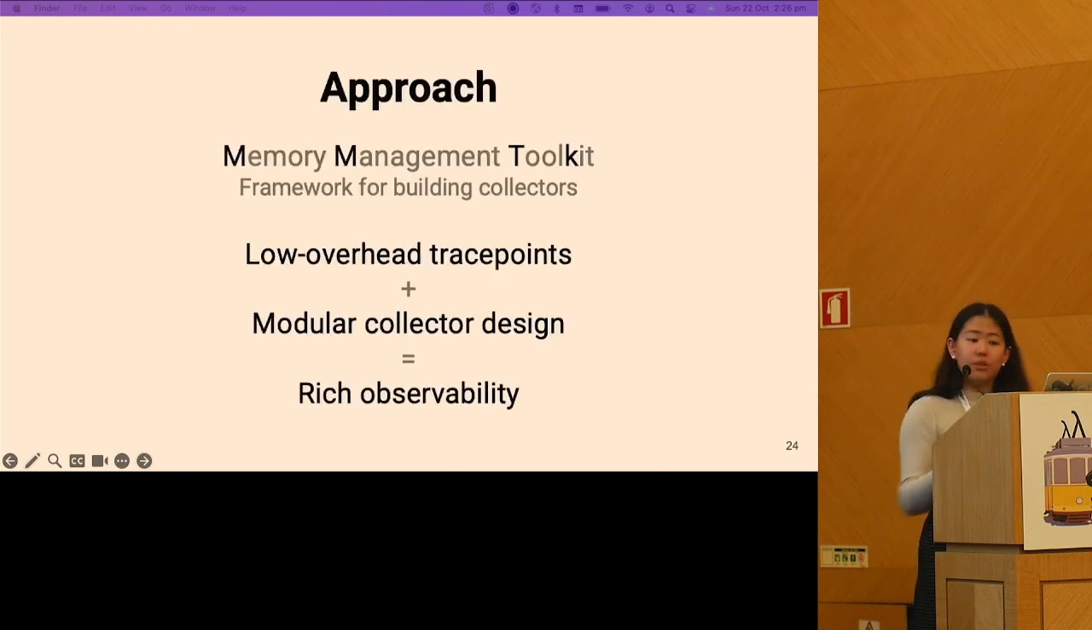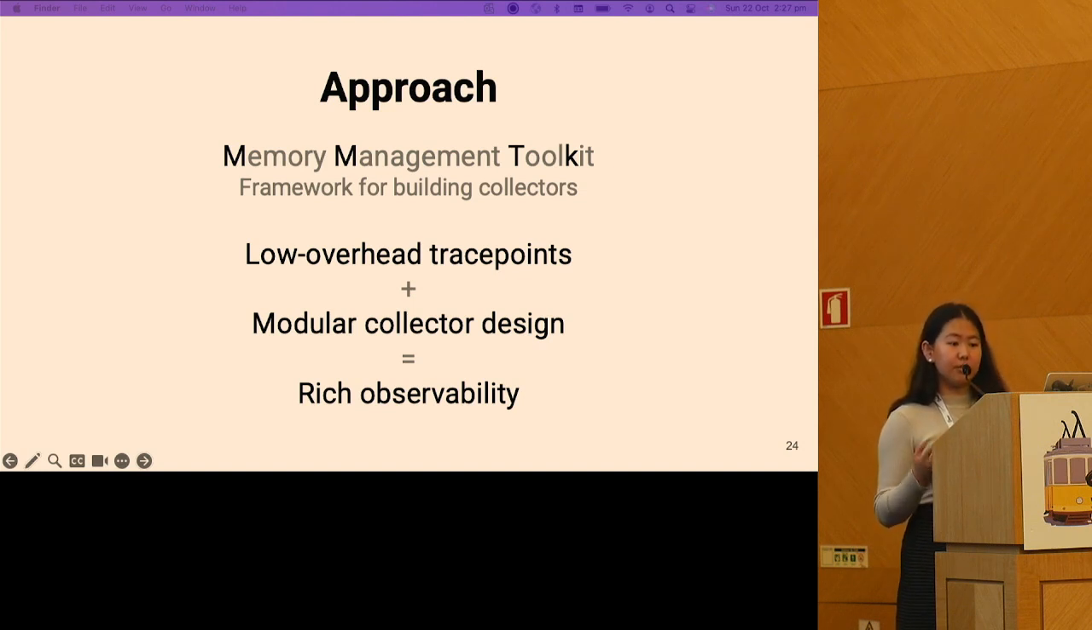In our work, we use MMTK, the Memory Management Toolkit. This is a framework for building collectors, and it allows us to combine these low overhead trace points with a modular GC design. This is super advantageous because it means that all of the advantages of tracing really readily translate to all of the supported language bindings and collectors. But I will also note that a similar sort of approach should benefit any sort of collector implementation.